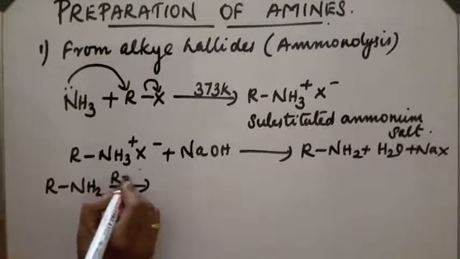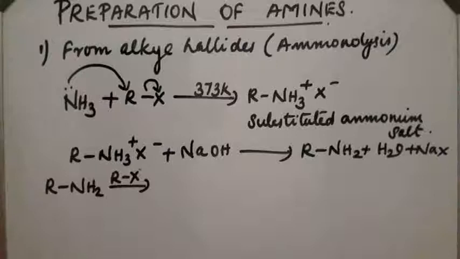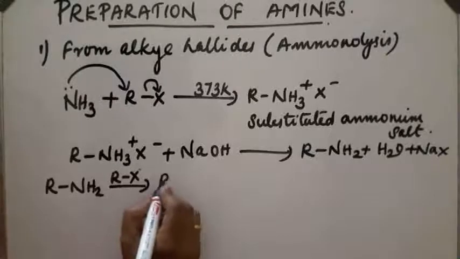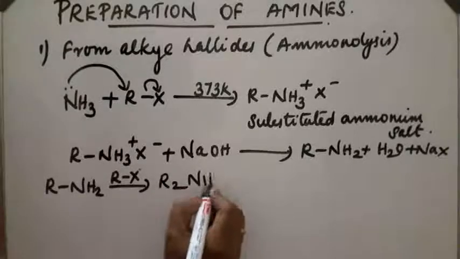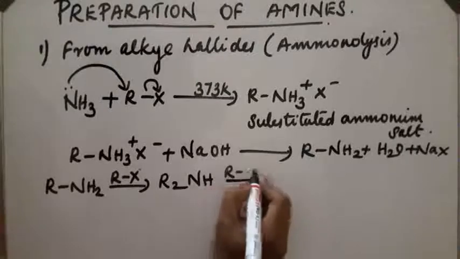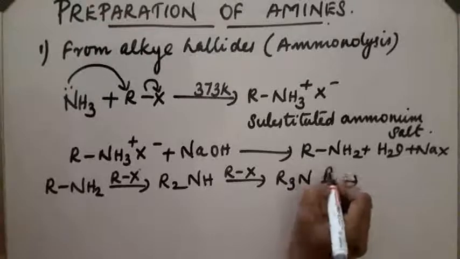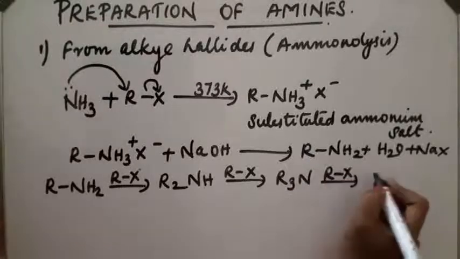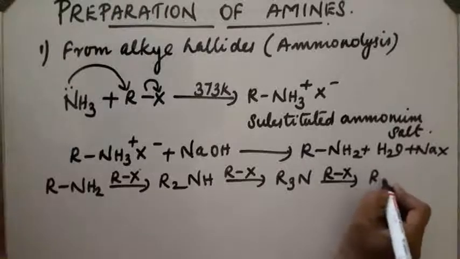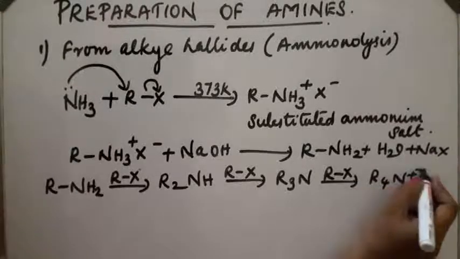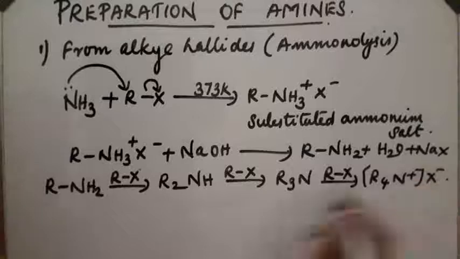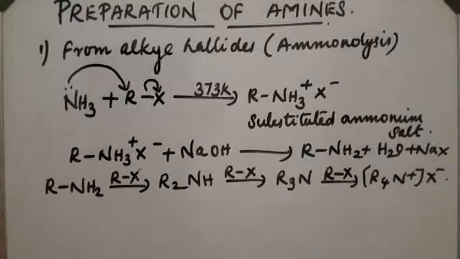Then it reacts with the RX present in the mixture and R2NH is obtained. Then again it reacts with RX and forms R3N. Again it reacts with RX and forms R4N+ X-. All these products are seen in the mixture, so a mixture of primary, secondary, tertiary amines and quaternary salts is obtained.